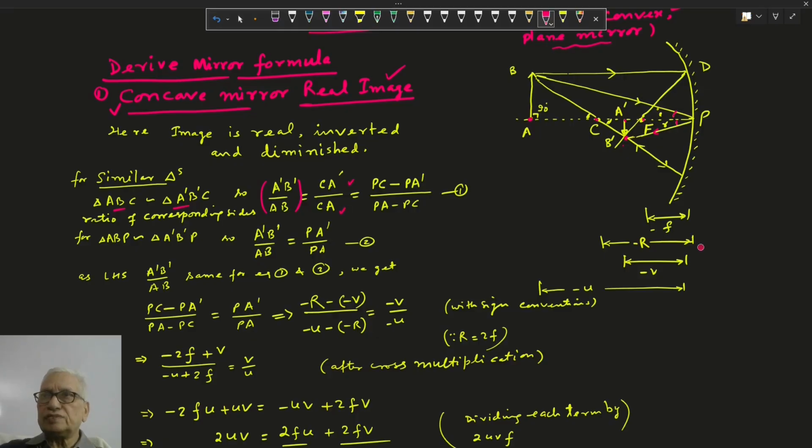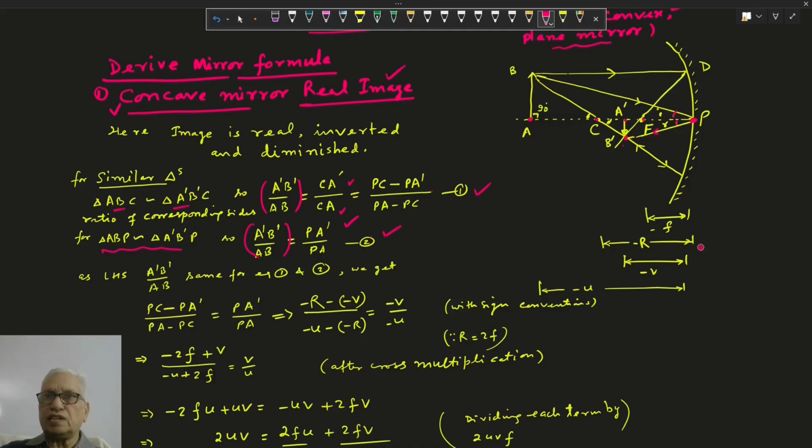CA dash, every distance is measured from the pole, so CA dash and CA are replaced like minus P dash and CA, which will be PA minus PC, equation 1. In another pair of similar triangles ABP and A dash B dash P, again A dash B dash upon AB equals the corresponding side ratio P A dash upon PA, equation 2.